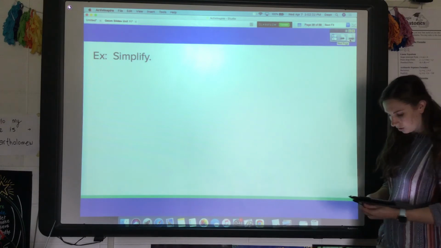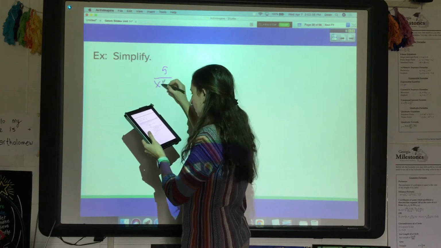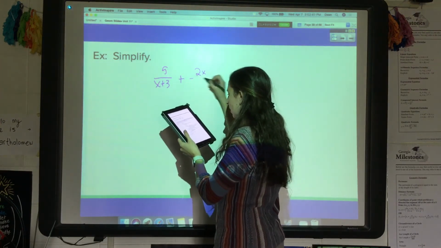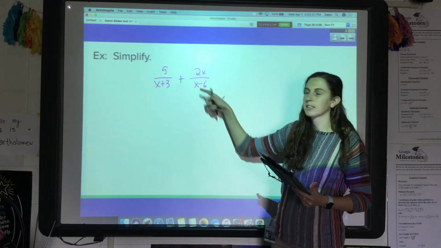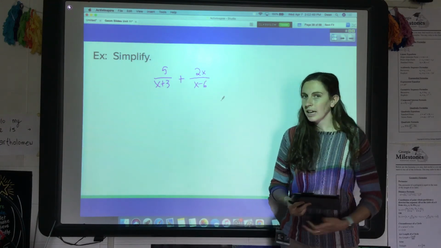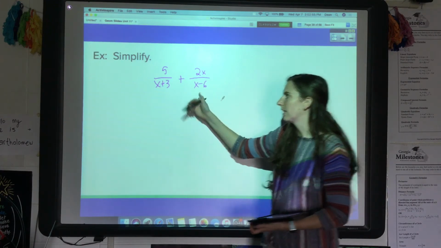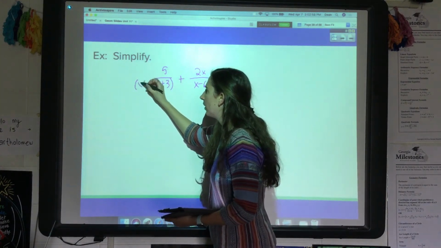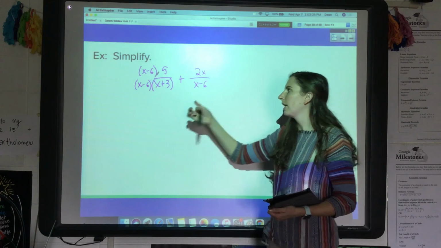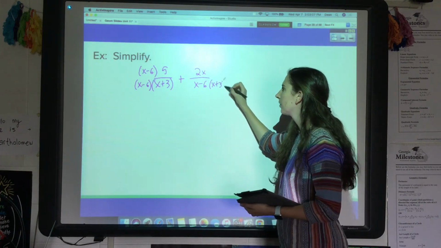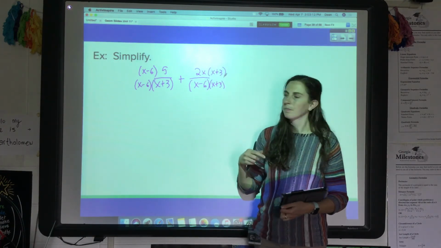All right, let's try another one. Again, this one needs an x minus 6, this one needs an x plus 3. You can't be adding or subtracting things, we're going to have to multiply, so you're going to have to take the entire x minus 6 and multiply it over here. And you're going to have to take the x plus 3 and multiply it over here. So now they have a common denominator, which is this.